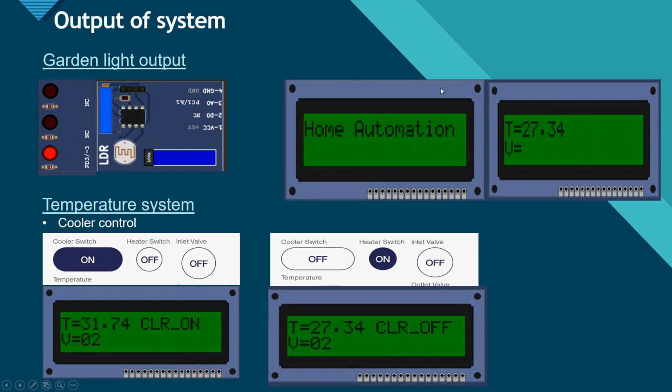And this is our initial message. When we start our system, first Home Automation will be printed, and it will stay for 2 seconds. After 2 seconds, we will be printing the temperature on the LCD as well as on our temperature gauge on our Blynk IoT dashboard, 27.34.